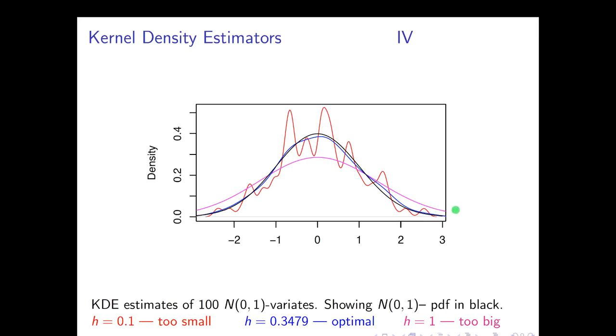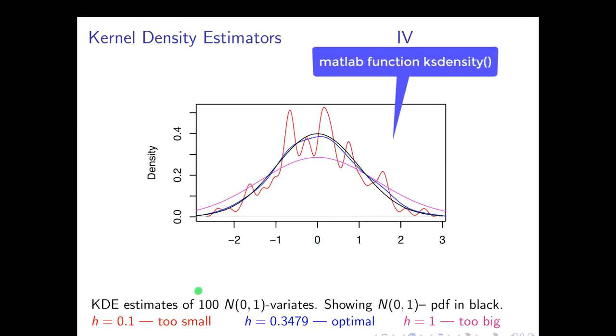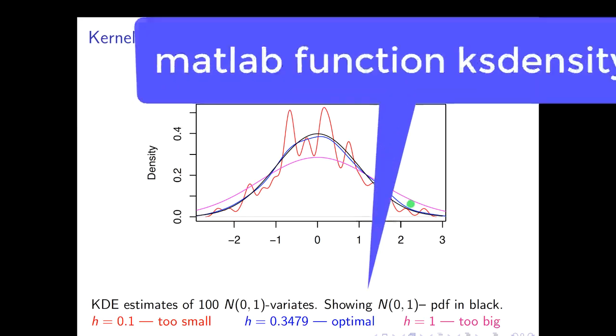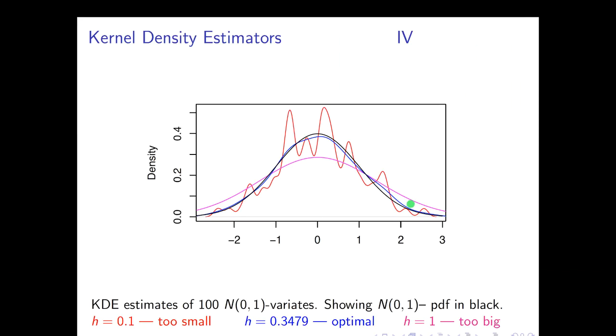For the normal distribution, the so-called Silverman rule gives us an optimal bandwidth. That's shown in blue, and as you can see, it closely approximates the true distribution. As this is only 100 normal variates, it won't be exactly the same, but this KDE estimate in blue will more and more closely approximate the true distribution in black as n increases.